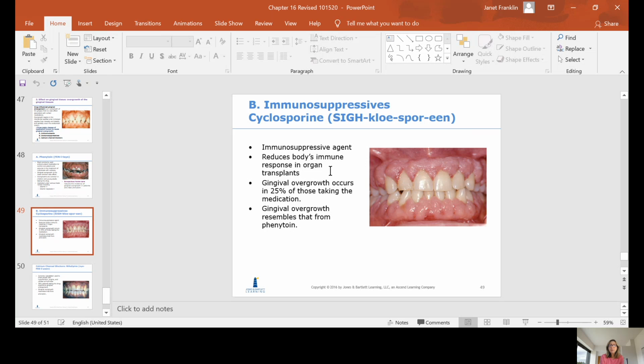Immunosuppressives, again, these are for patients that have had organ transplants. We don't want the immune system to respond to the artificial organ, and so in order to keep it from attacking the new organ, they will suppress the immune system. The medication is called cyclosporine. It's the most commonly used one, and you can see how thick it has made this gingival tissue.